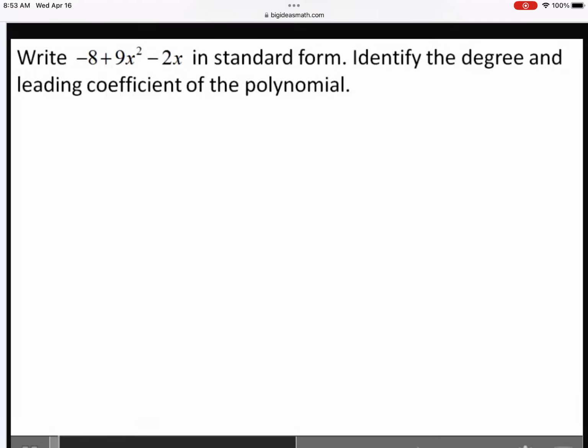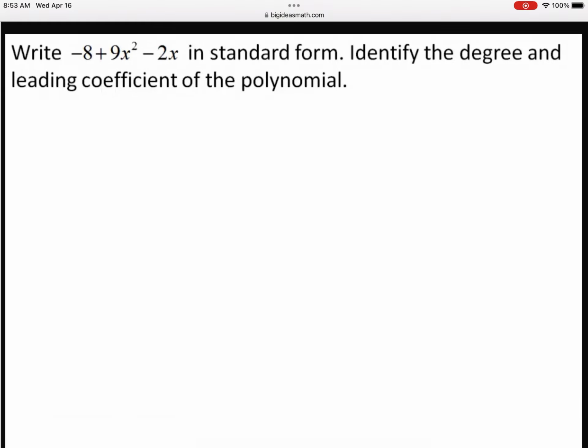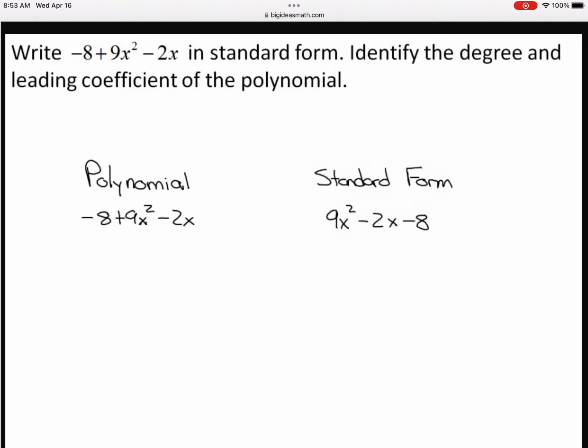Write -8 plus 9x to the 2nd power minus 2x in standard form. Identify the degree and leading coefficient of the polynomial. The polynomial is -8 plus 9x to the 2nd power minus 2x. A polynomial in one variable is in standard form when the exponents of the terms decrease from left to right. So the polynomial in standard form is given by 9x to the 2nd power minus 2x minus 8.